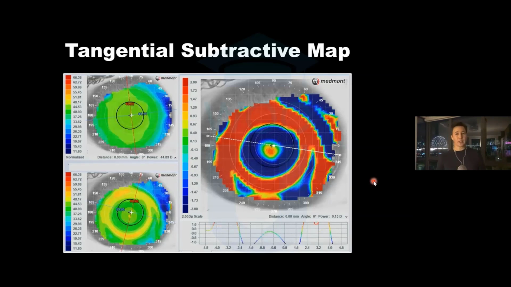When we switch over to a tangential map, notice that red ring in relationship to the pupil border, definitely riding on the low side. For all topography users, and certainly Medmont users, make sure that you're adjusting these scales here. You'll notice that I have this marked as a 2 diopter scale, meaning I'm showing the maximum change as +2, the minimum change -2. That really gives you a lot of definition. It really brings out the reds and the blues.